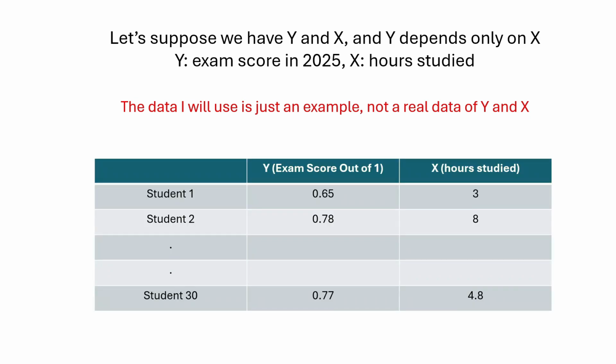Okay, so this is what our data looks like. As an example, the first student, student number 1, got 0.65 out of 1 for the exam score, and the student spent 3 hours studying for the exam. The last student, student number 30, got 0.77 out of 1 for the exam score and spent 4.8 hours studying for the exam. So as you can see, the data that I created for this video is a small one. There are only 30 students, and so we only have 30 observations or data points in our data.